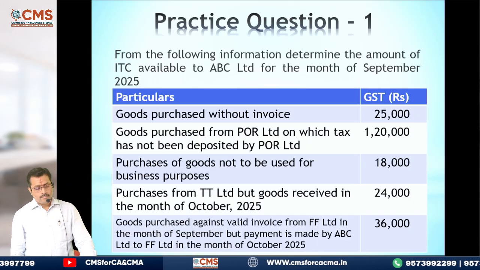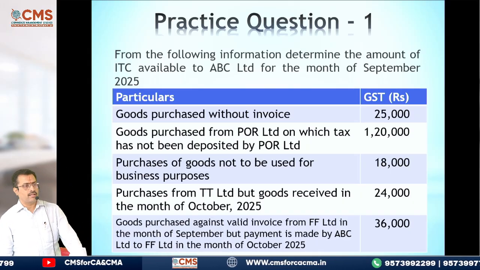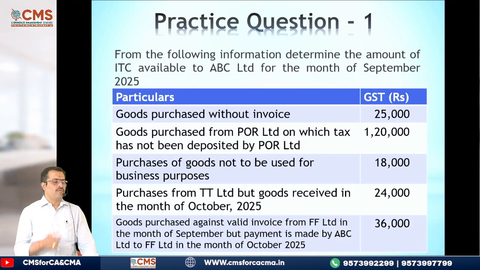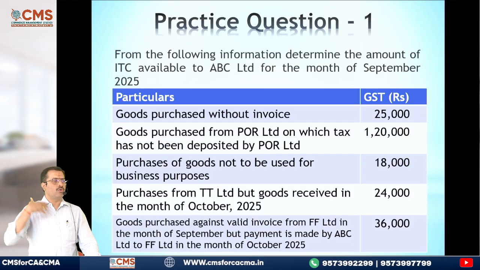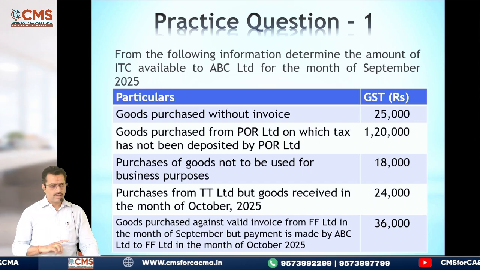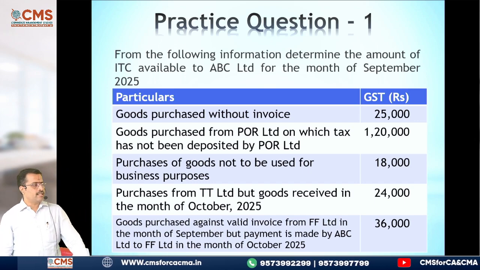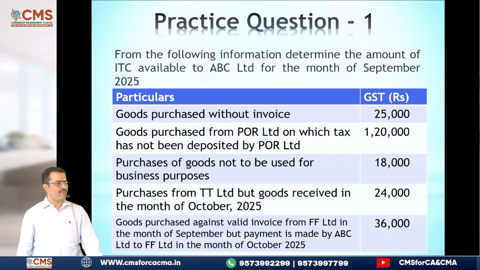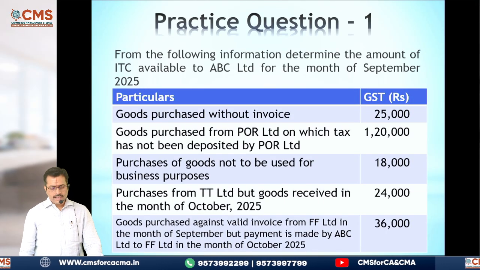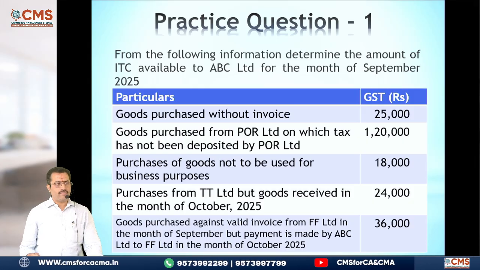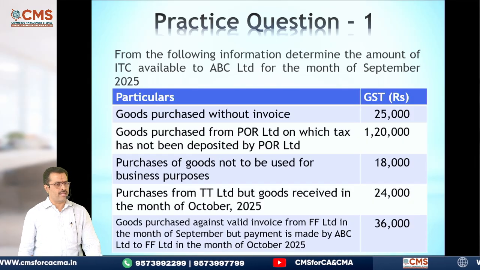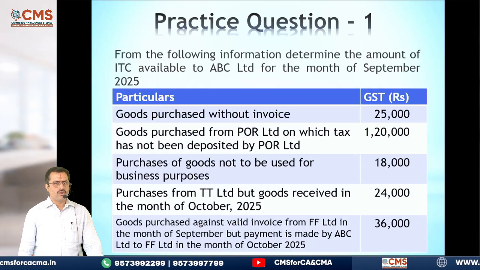Then, purchases from TT Limited, but the goods are received in the month of October 2025. Now, we are calculating for September, but the goods are received in October. Hence, you cannot avail the ITC right now. Lastly, goods purchased against a valid invoice from FF Limited in the month of September, but the payment is made by ABC Limited to FF Limited in the month of October 2025. Now, what will happen? Can you avail or not?